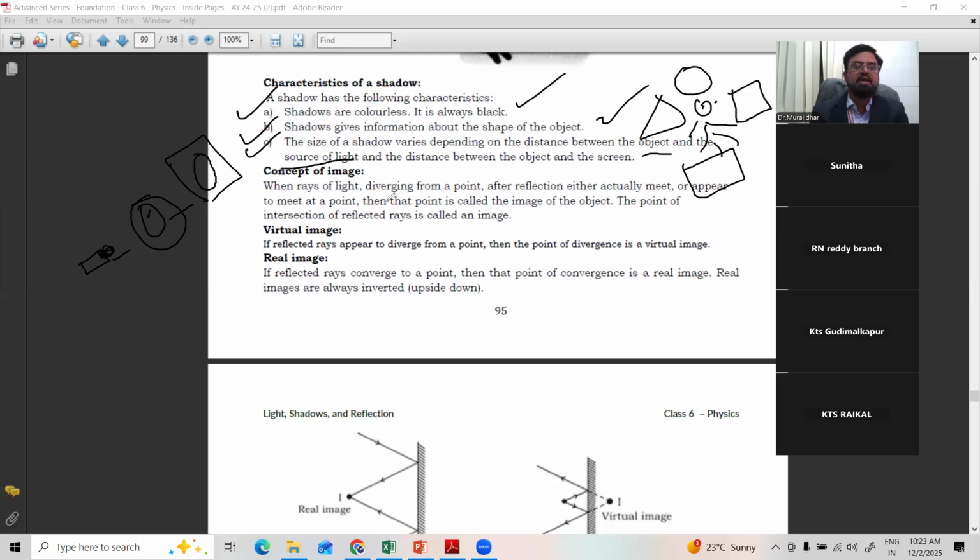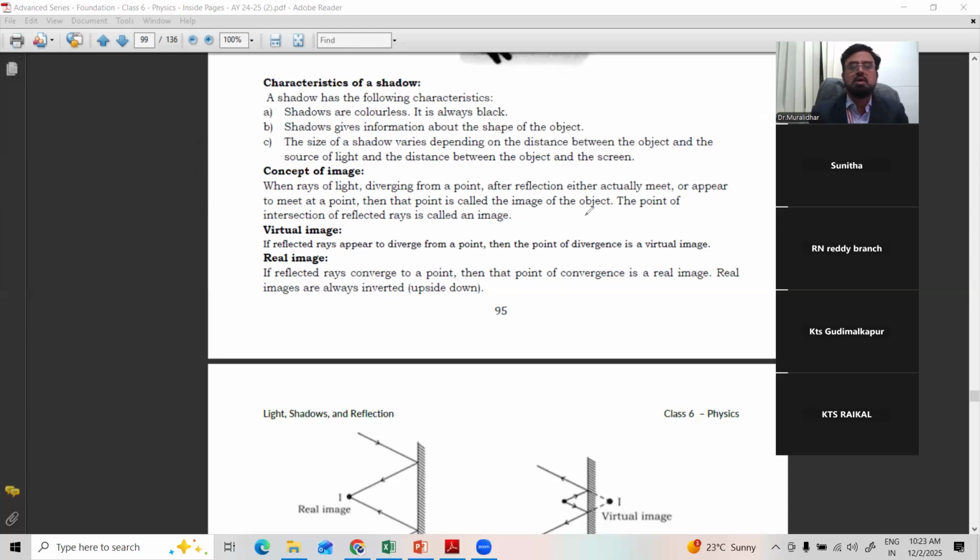When rays of light diverge from a point, that is a different concept. There are three things: the source of light, the object and the screen. How does the distance change the shadow? When distance increases, shadow size decreases. When distance decreases, shadow size increases. Either you move the source, the object or the screen, with movement of all three we can see the change in the image.